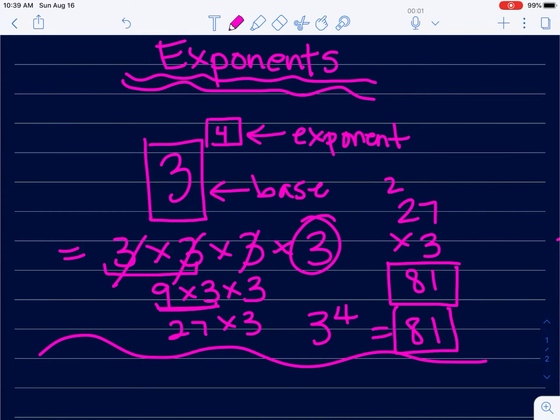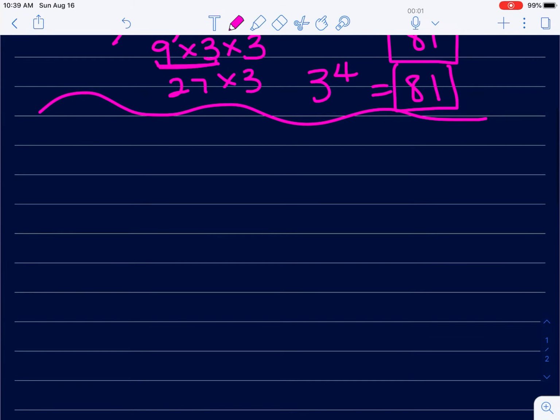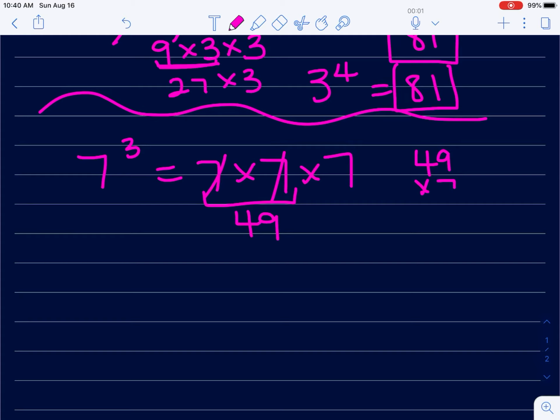Let's do a couple more for practice. 7 to the 3rd power would mean 7 times 7 times 7. We know 7 times 7 is 49, cross those off, but we don't know 49 times our last 7, so we would have to figure that out. 9 times 7 is 63, put the 3, carry the 6. 7 times 4 is 28, plus 6 is 34. Therefore, 343 is our answer.